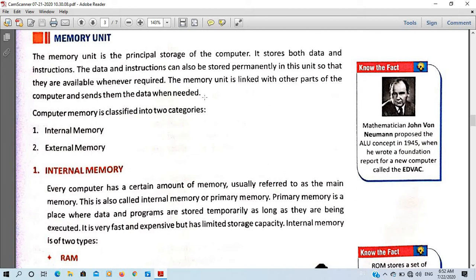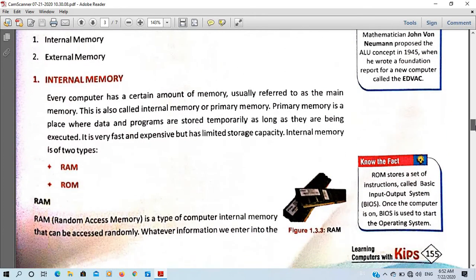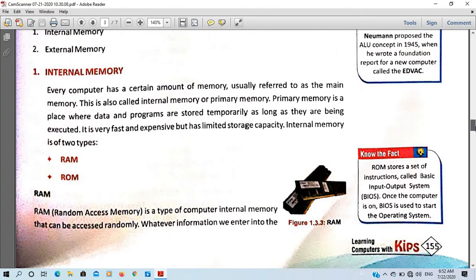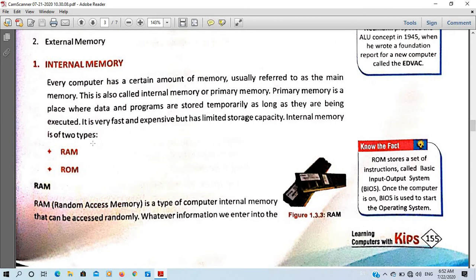Memory unit is the storage device, where we can store something or everything in our computer, and these are of two types: internal memory and external memory. Now let's see what internal memory and external memory are. A memory unit consists of a storage device, and it is of two types, internal memory and external memory. Again, internal memory is divided into two types, RAM and ROM.